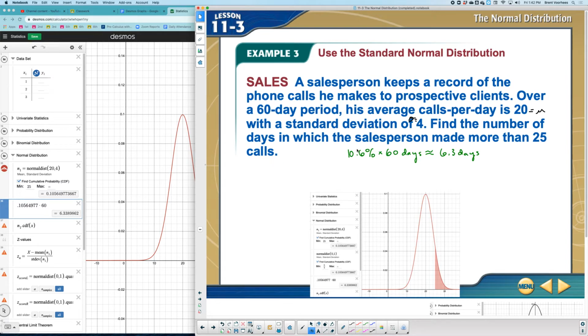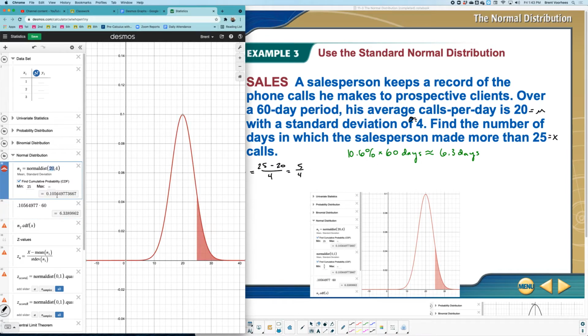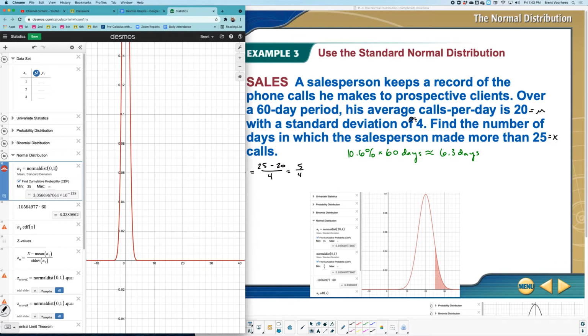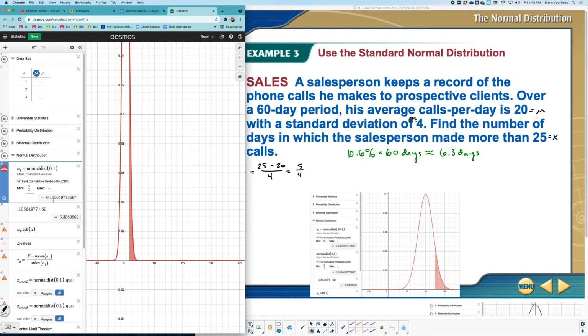Now, let's use the z-value. If I wanted to use the z-value, what I would do is say z equals our x, our random variable, which is 25, minus the mean of 20, divided by the standard deviation of 4. That's 25 minus 20 is 5, over 4. So we could also use a standard normal distribution, which means the mean is 0 and the standard deviation is 1. And we could use the z value, 5/4, and we should still get the exact same answer.